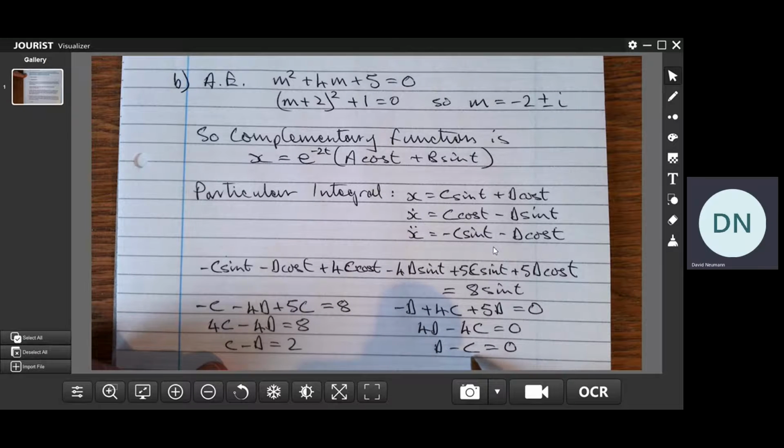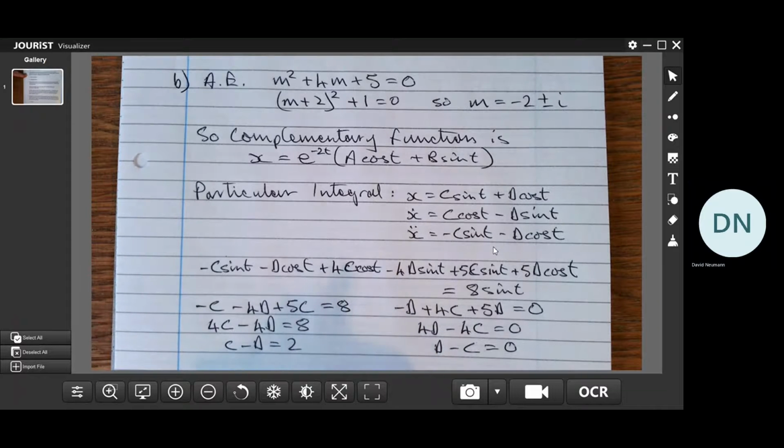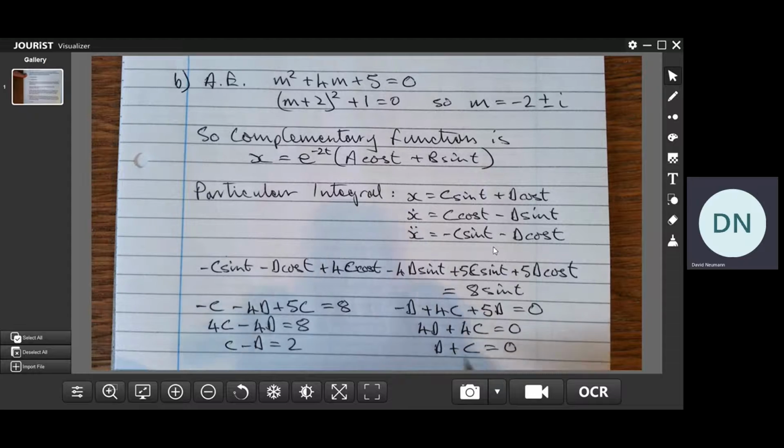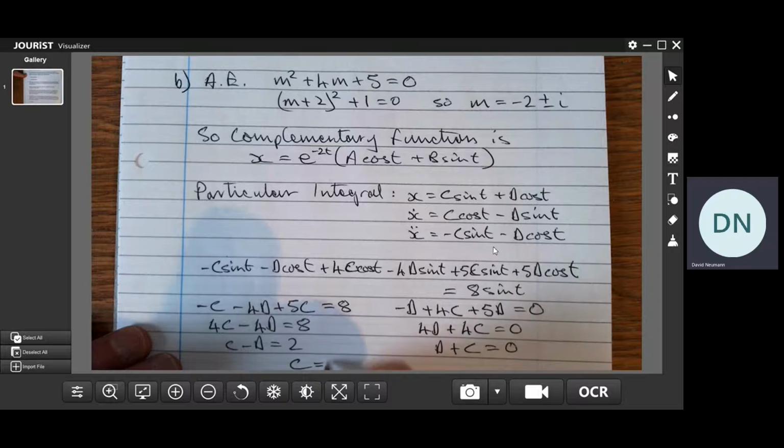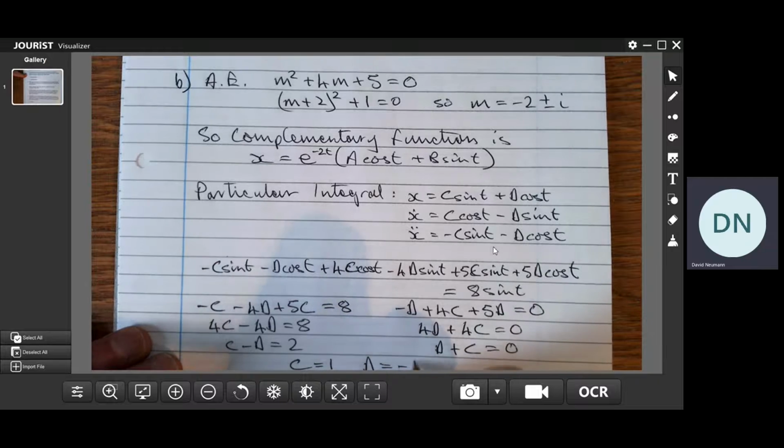If we add these two together, we're going to get 2c is equal to 2, so c equals 1, and d equals minus 1. C equals 1, d equals minus 1.